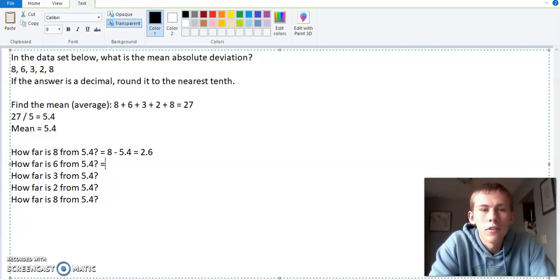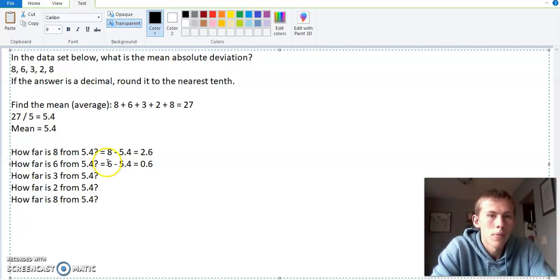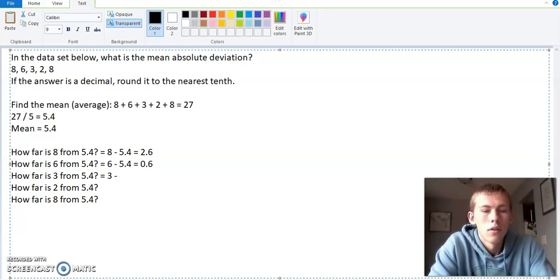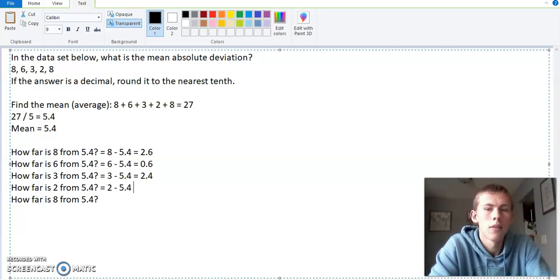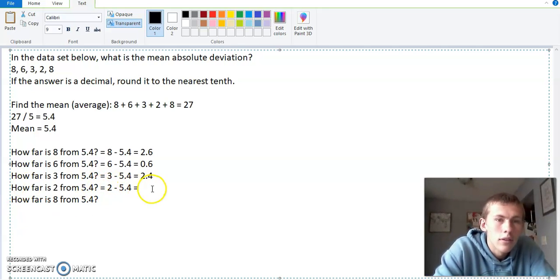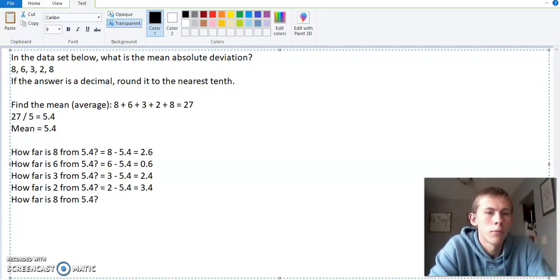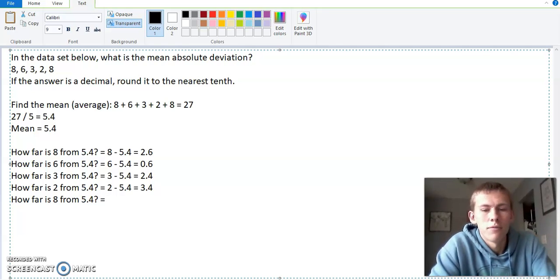Okay, so 6 minus 5.4 is 0.6. 3 minus 5.4 would be negative 2.4, but remember, we're not dealing with negatives, we just want absolute value, so it's just 2.4. Okay. 2 minus 5.4 is negative 3.4, so just 3.4. Again, we're not dealing with negatives here, we're dealing with absolute values. And then finally, 8 minus 5.4, we already did that one, so we don't have to do it again. That's 2.6.